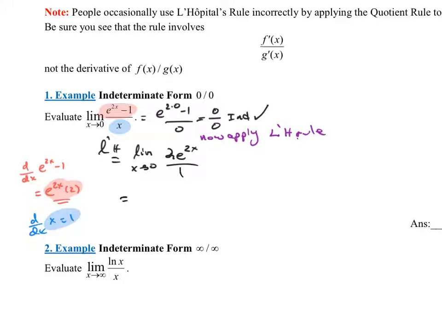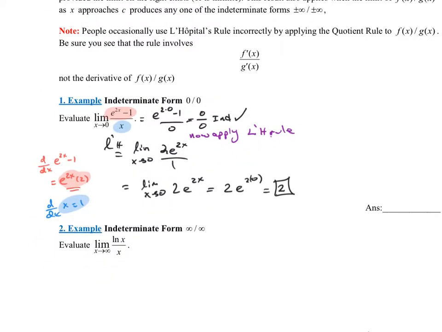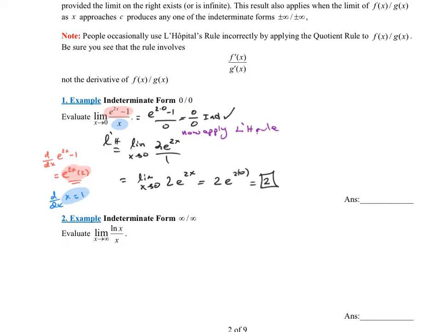So this would be equal to the limit as x approaches 0, didn't really need to show this step, but I'm going to, of 2e to the 2x, which is simply 2e to the 2 times 0. We can actually plug the number in. E to the 2 times 0 is e to the 0, which is 1, so this would be 2. And that's how we could get our answer without using technology, without having to use the table feature on our calculator. Using L'Hopital's rule, we can get that answer.